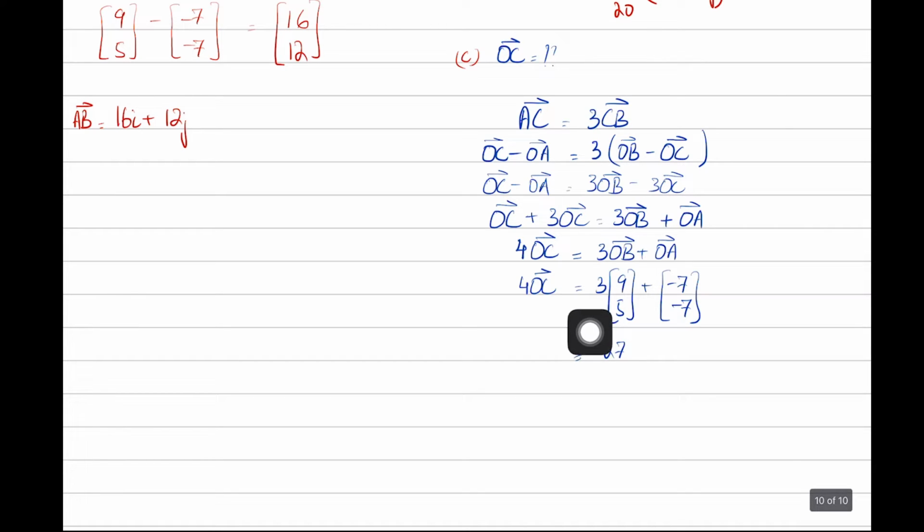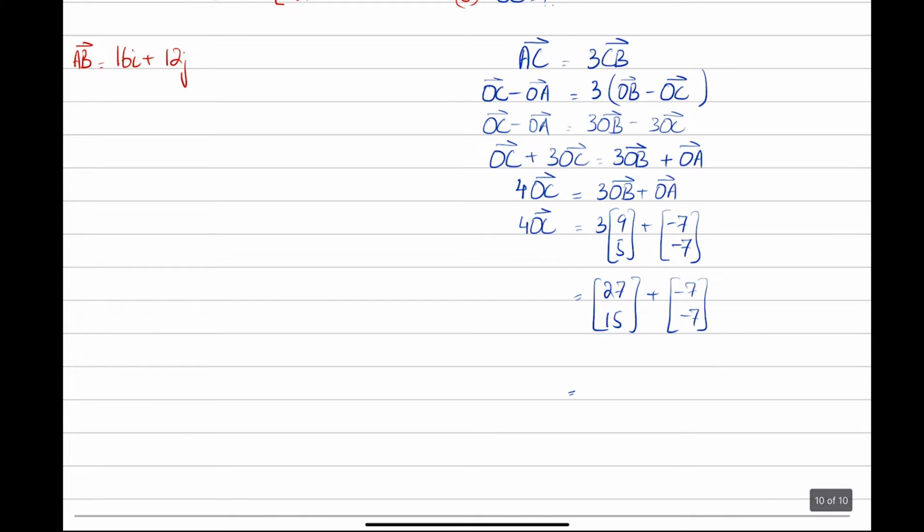Since this is vector multiplication, it's like multiplying matrices. So you'll multiply 3 by 9 as well as 5. So 27, 15 plus minus 7 and minus 7. So 27 plus minus 7 is going to be 20, and 15 minus 7, what is that? 8, is it? Yeah, it's 8.